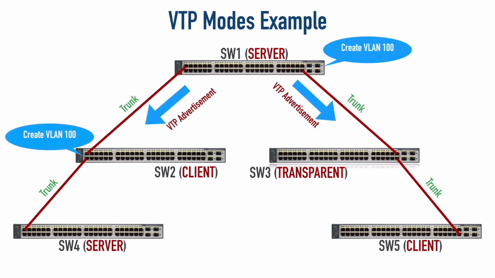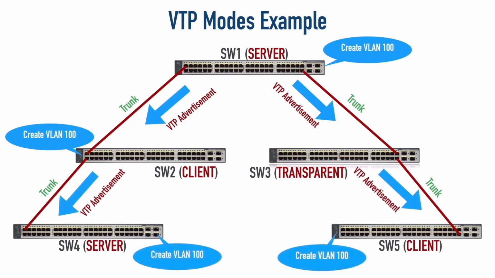It's not going to update its VLAN database. But it's not going to stop the advertisement. Both switches SW2 and SW3, they will forward on that VTP advertisement over their trunk links down to switches SW4 and SW5.